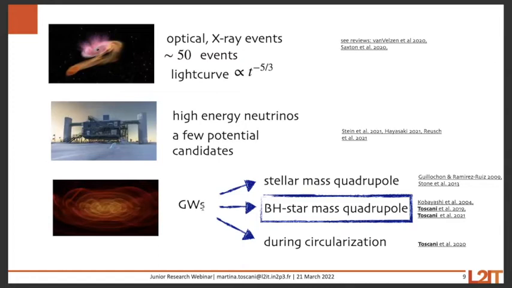In particular, we expect them to produce this kind of radiation during the whole process: while the star is approaching the pericenter and starts to be deformed by the black hole tides, during the disruption phase, and after the disruption, when we have the circularization process of the stellar debris. In this talk, I will focus on the gravitational wave signal produced during the disruption, because this is the strongest gravitational wave emission that we can expect from this kind of event.